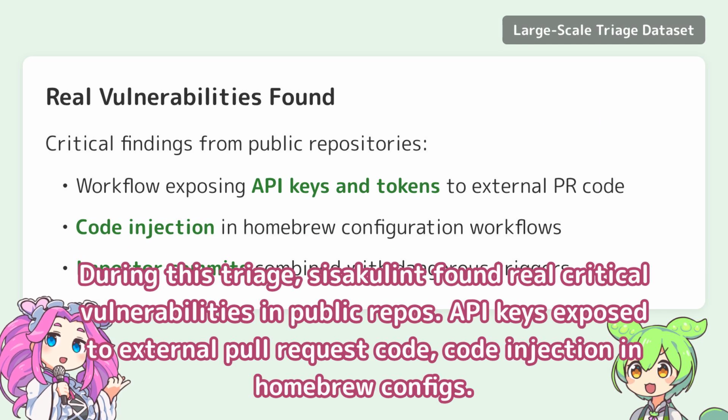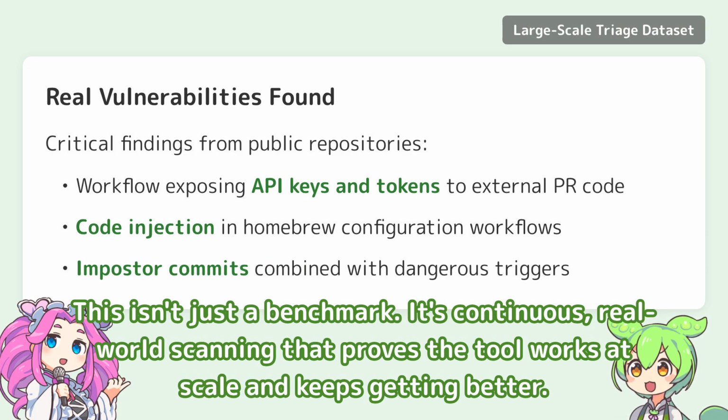During this triage, sisakulint found real critical vulnerabilities in public repos. API keys exposed to external pull request code, code injection in homebrew configs. This isn't just a benchmark. It's continuous, real-world scanning that proves the tool works at scale and keeps getting better.